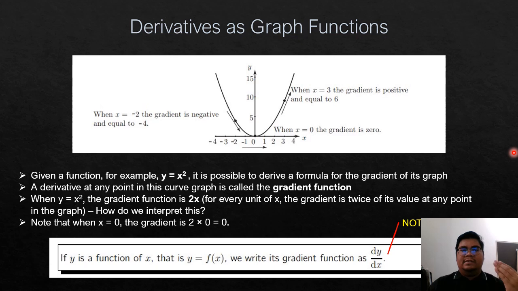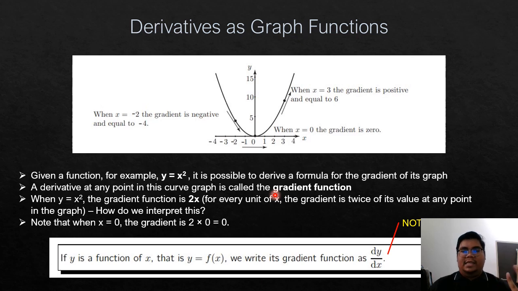First, we always define our derivatives using graph functions. What you see in front of you here is the graph of y equals x squared, and we got a curved graph. So how do we apply a derivative formula to this graph? When we apply the derivative to graph functions, we use it to find the gradient. The derivative at any point on this graph is called a gradient function. If we calculate the gradient of y equals x squared, we find the value to be 2x. So for every unit of x, the gradient is twice its value at any point.